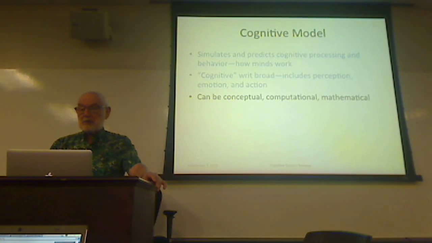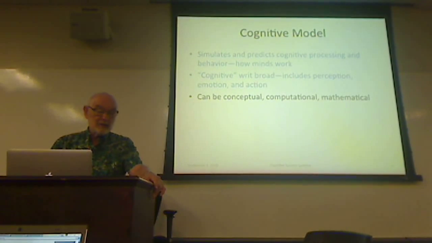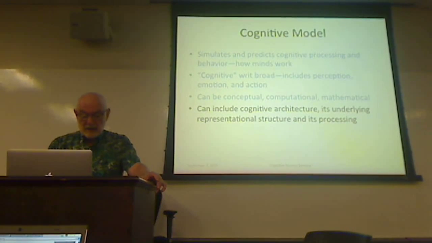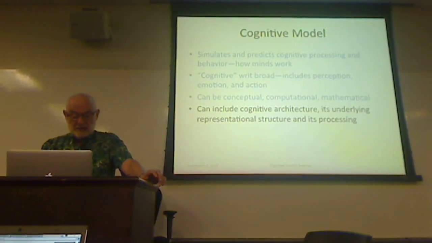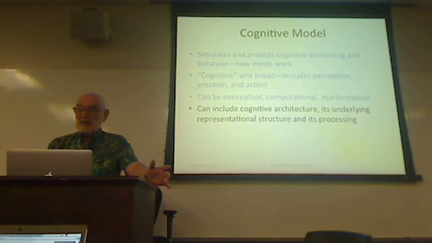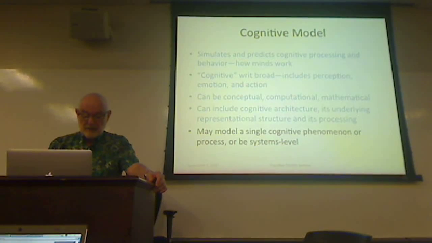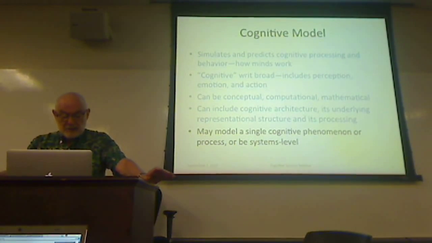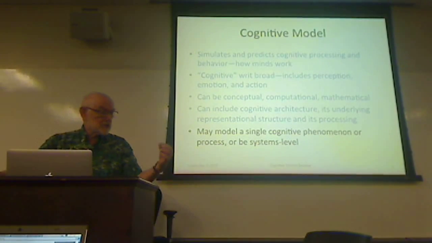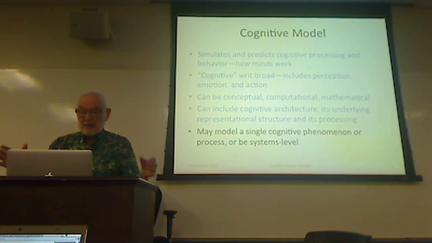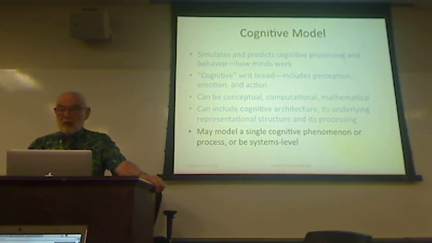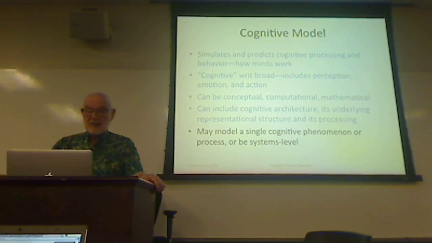A cognitive model can be conceptual, it can be computational, it can be mathematical, it can be any two of the three, it can be all three of them. It can include a cognitive architecture, its underlying representational structure, and its processes. It may model some single cognitive phenomenon, or it may be systems level. It may include everything from an incoming stimulus to an outgoing action and everything in between. Although most cognitive models are not system level, that's all I'm going to talk about for the rest of the talk.